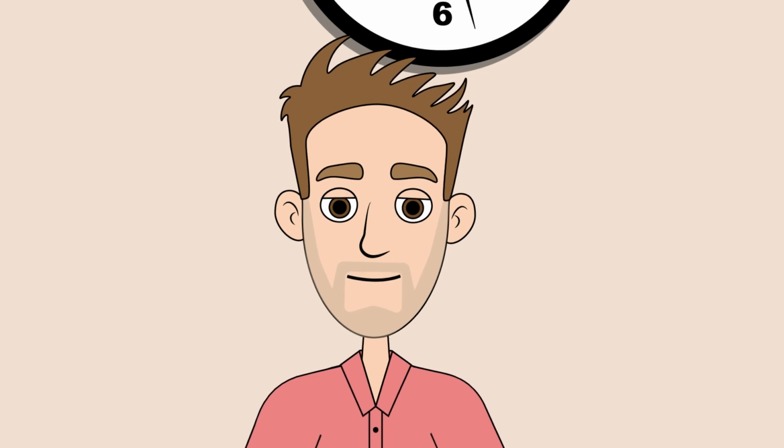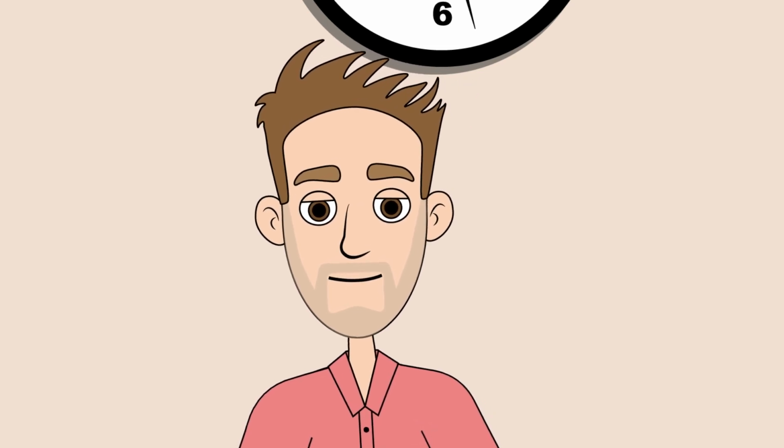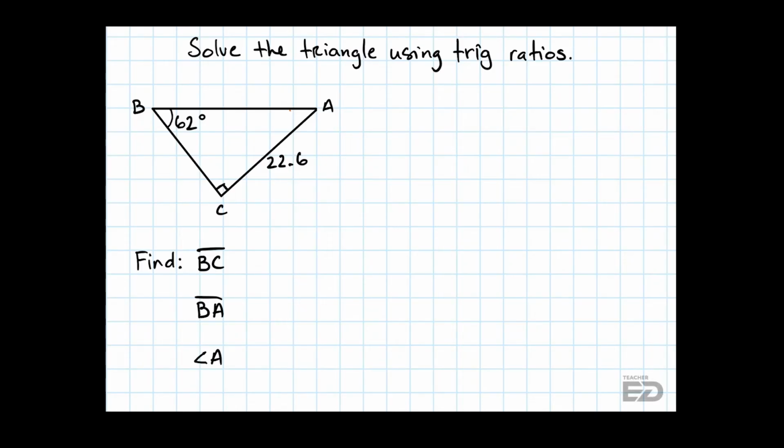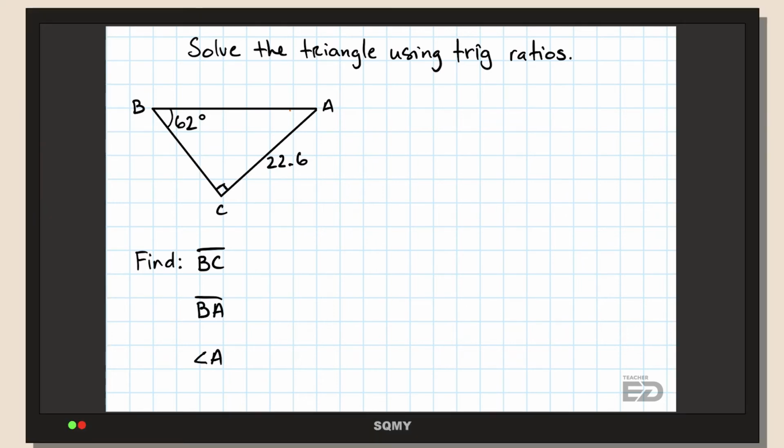Let's look at this last example that shows you how to find this. So before I show you how to solve this triangle, how about you give it a try? Use our known trig ratios of sine, cosine, and tangent. Follow the previous examples we've done and find the line segment BC, BA, and angle A. Pause the video if you need more time.